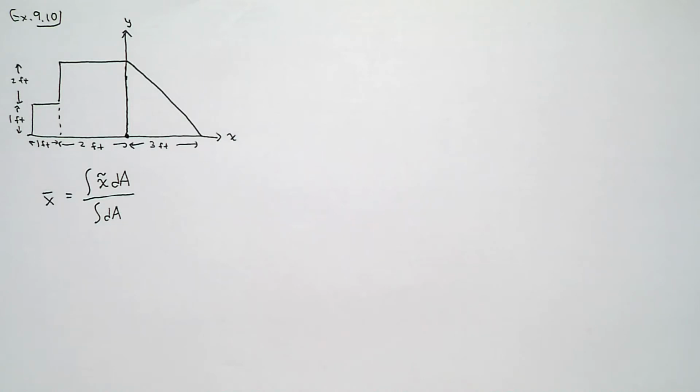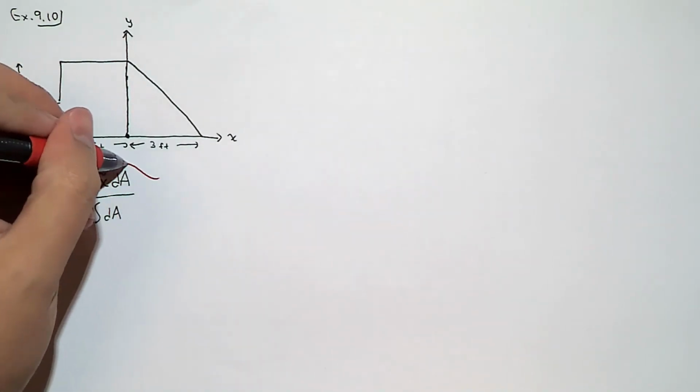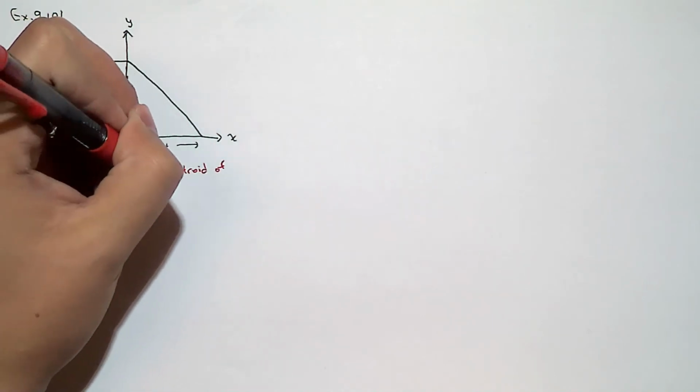But I'd like to ask you, just from a physical perspective, what do these terms mean? We're looking at the integral of x squiggly dA. So what does x squiggly mean? What does that represent physically? Okay, it's the centroid of an infinitesimally small element. A really small element. So physically, x squiggly represents the centroid of a small element.